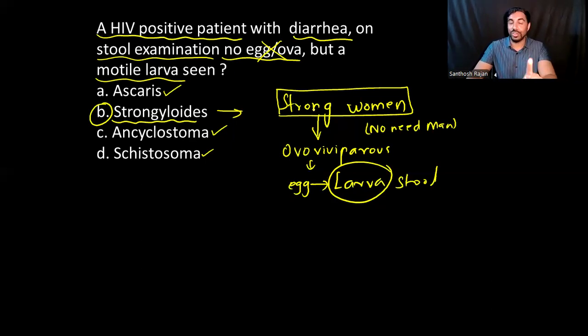Remember like that. Strongyloides has been asked two to three times, frequently in the last two years, so it is important. This is the only way it's a larva. A strong woman needs no egg, no men, directly larva. That's it. Ovoviviparous, a big name. Okay, yes.